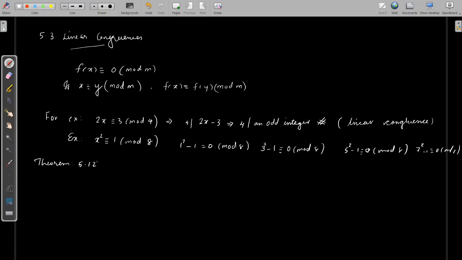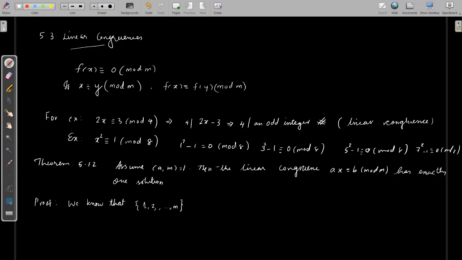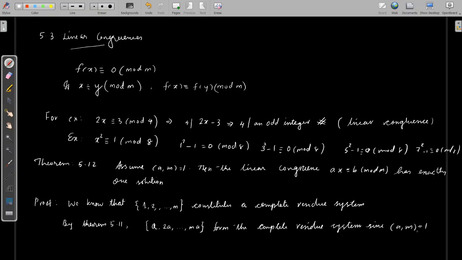Now we have theorem 5.12. Assume GCD of a, m is equal to 1, then the linear congruence ax congruent to b mod m has exactly one solution. Proof. We know that the set 1, 2, 3, etc., m constitutes a complete residue system. Then by theorem 5.11, the set a, 2a, etc., ma forms a complete residue system, since GCD of a, m is equal to 1.